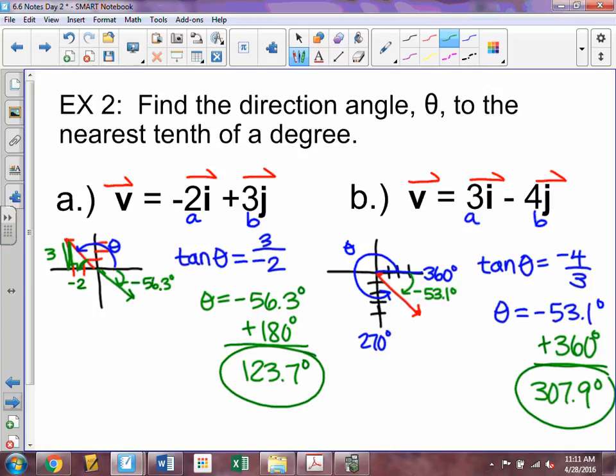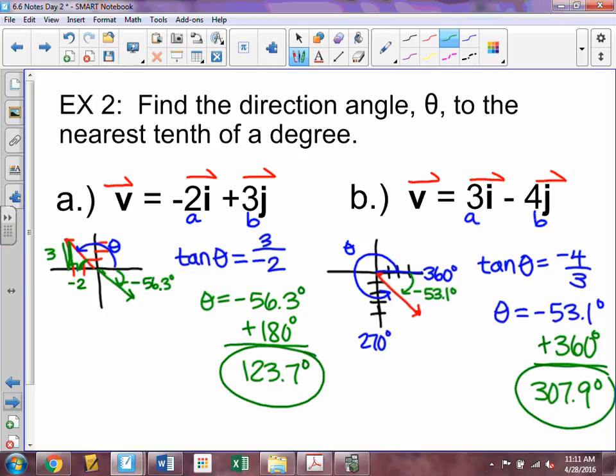No. Here's the deal. If your vector is in quadrant 1, your answer is going to show up on your calculator. If your vector is in quadrant 2, you're going to get an answer in quadrant 4. So what are you going to have to add? 180. If your vector is in quadrant 3, you're not going to get an answer in quadrant 3. You're going to get an answer in quadrant 1. Tangent's positive in quadrant 1 and 3.